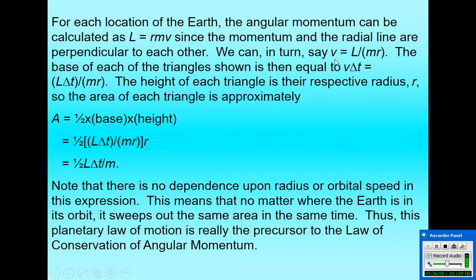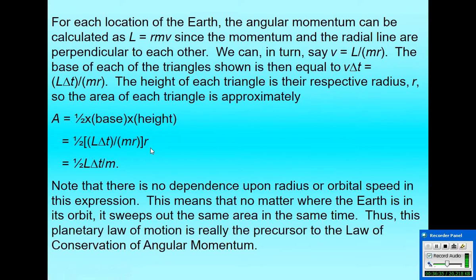But if we treat the planet as a point mass, then the angular momentum is equal to r times p, r m v. So v is equal to L over m r. And v delta t, the length of the base of the triangle, can be written as L times delta t over m r. That's the base of the triangle. The height of the triangle is the distance from the planet. It's basically r.